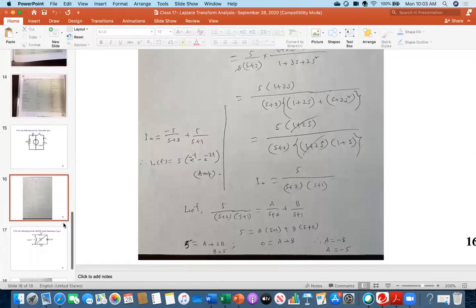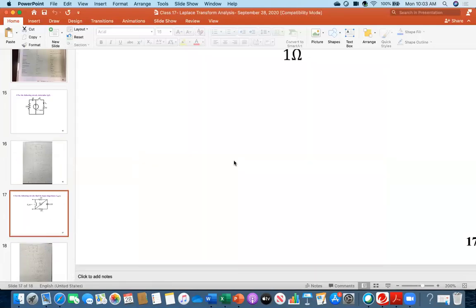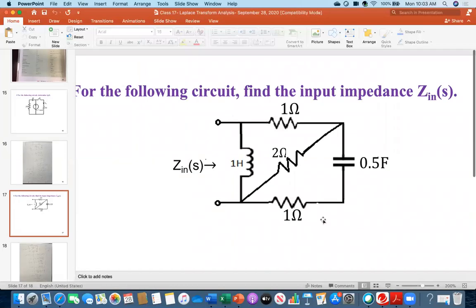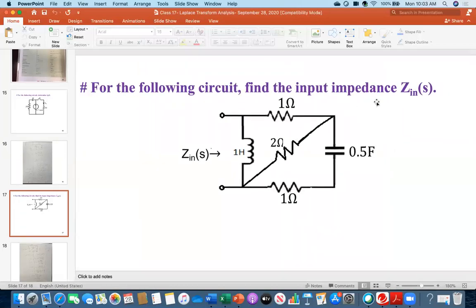Okay, and then I have one more, the last problem for today, and then you are ready to go. See this one, this is the last problem. For the following circuit, find out the input impedance Z in S. Again, this is just the circuit. Find out Z in S. This means I am asking to find out the Laplace equivalent impedance. That's why it is S. In the phasor chapter, you all did a lot about this thing, but here express in terms of Laplace.